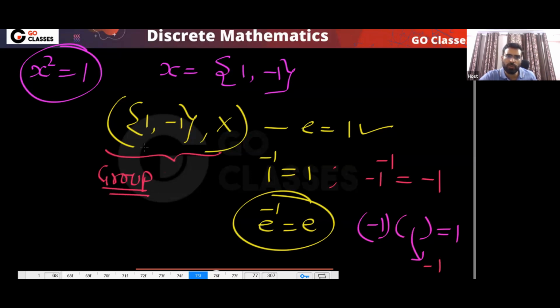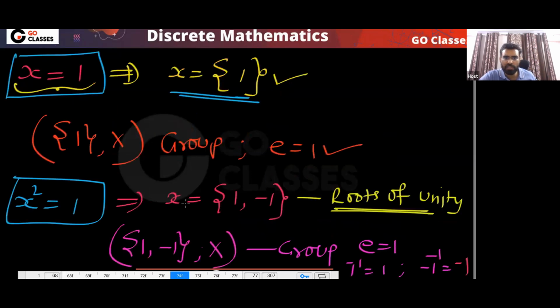What is the order of this group? The order is 2. I told you the order of a structure means the number of elements. So the order of this group is 2, and the order of the earlier group is 1.